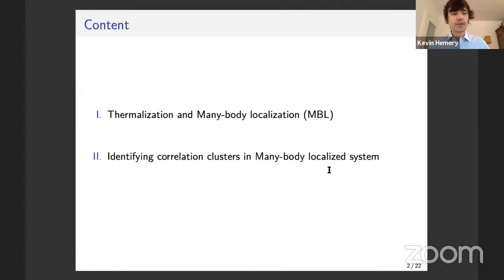Right. Okay, so let me say a few words about the content of my talk. In the first part, I would like to take some time to talk about thermalization and many-body localization. If you feel completely comfortable with the concept of many-body localization, please feel free to tell me that I should move on. I thought it was a good idea to spend a bit more time on the introduction to be clear about the concepts of many-body localization. Otherwise, it would not make sense to present my results. But if it's too long, please just tell me. Then in the second part of my talk, I will talk more about the work, which is about identifying correlation clusters in many-body localized systems.